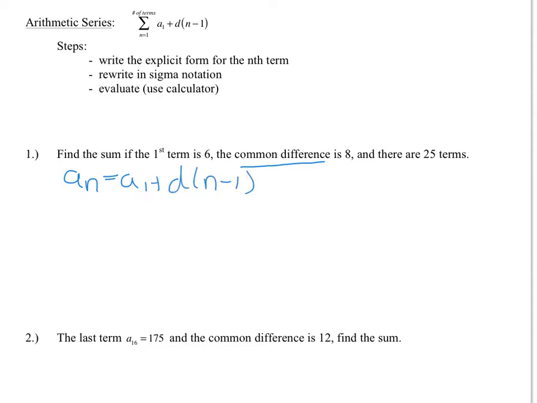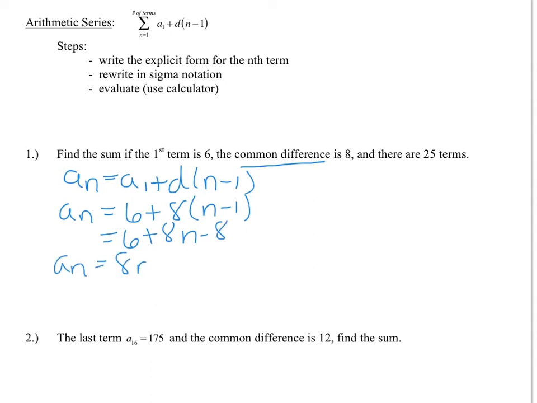So in order to fill in this formula, I need a first term and a difference. Let's see, did they give it to me? They gave me the first term, it's 6. They said the common difference is 8, times n minus 1. So we're going to do a little bit of mathematical work, and we're going to get 6 plus 8n minus 8. Put together like terms, a sub n equals 8n minus 2. So there is my explicit form, my formula.